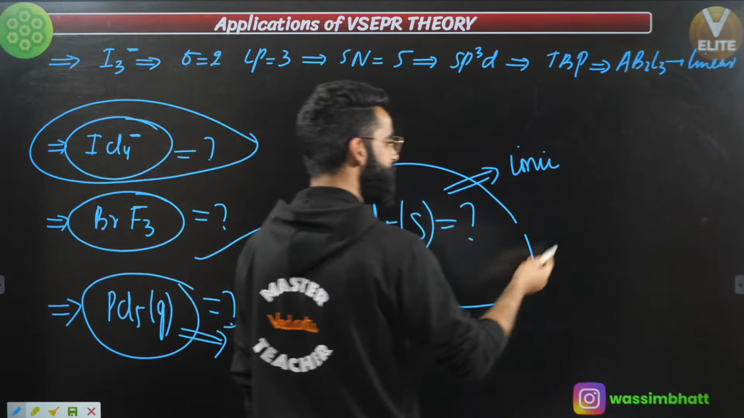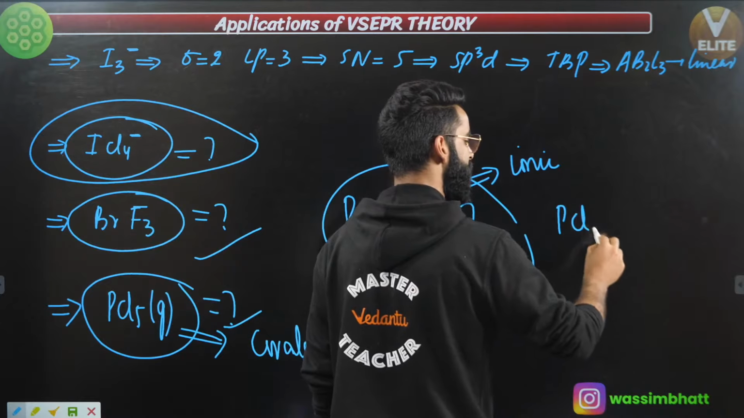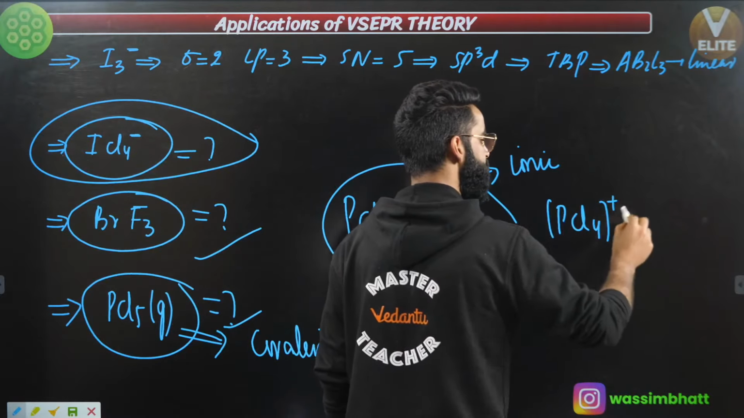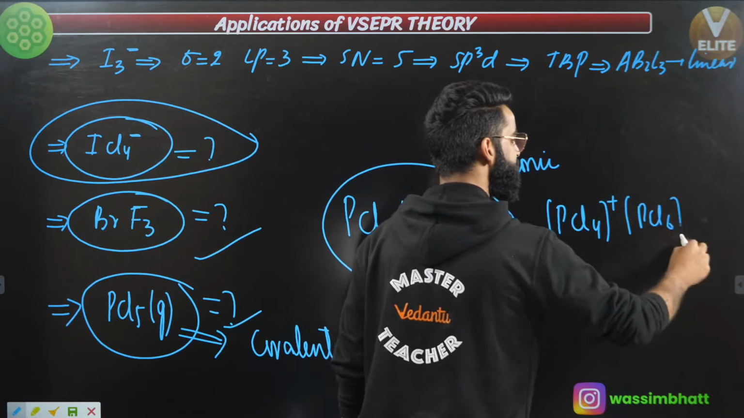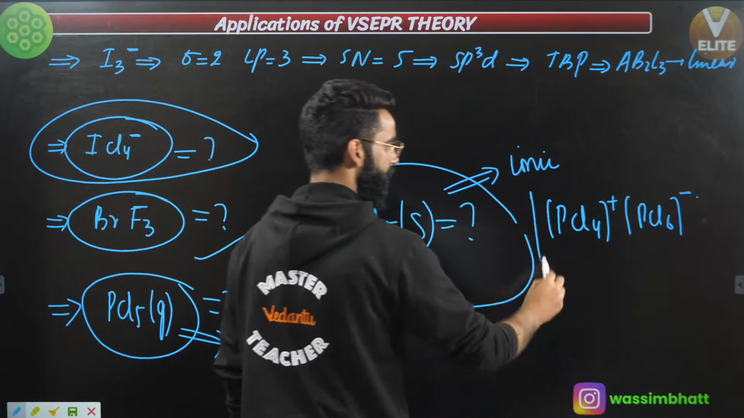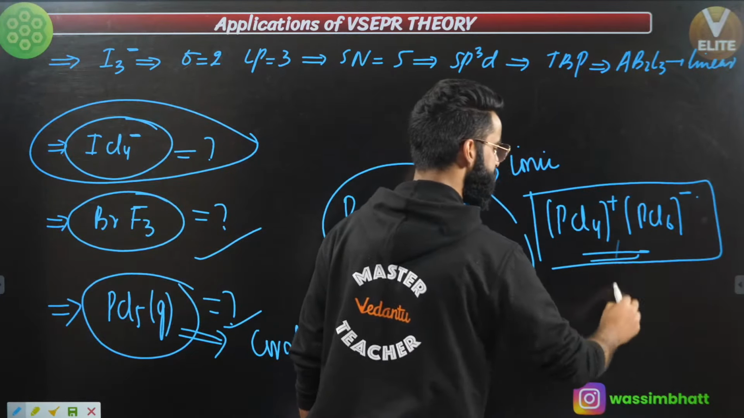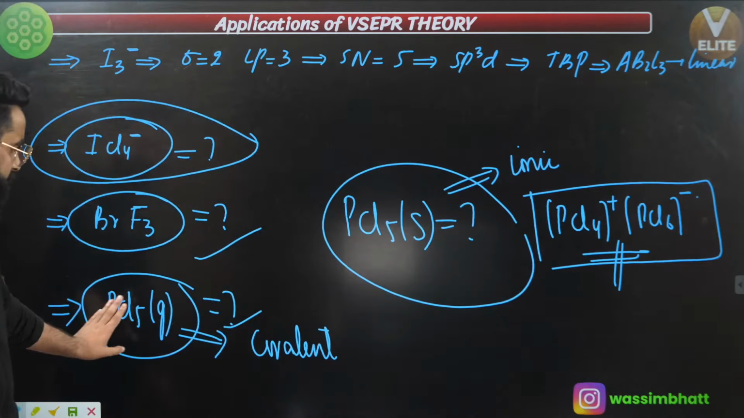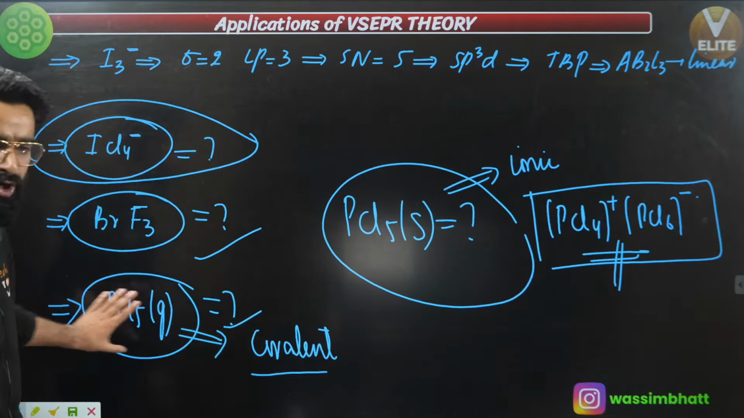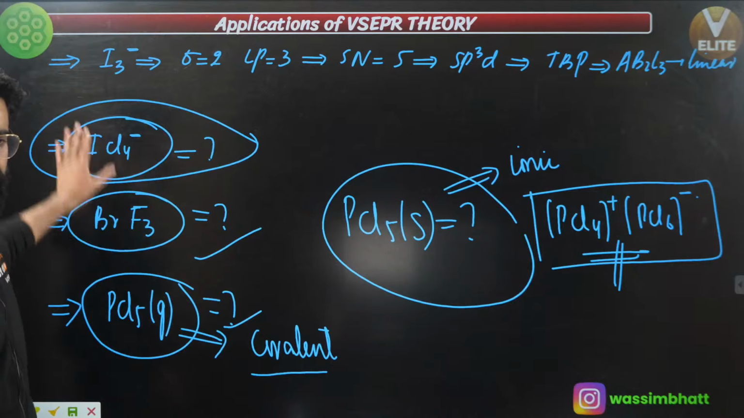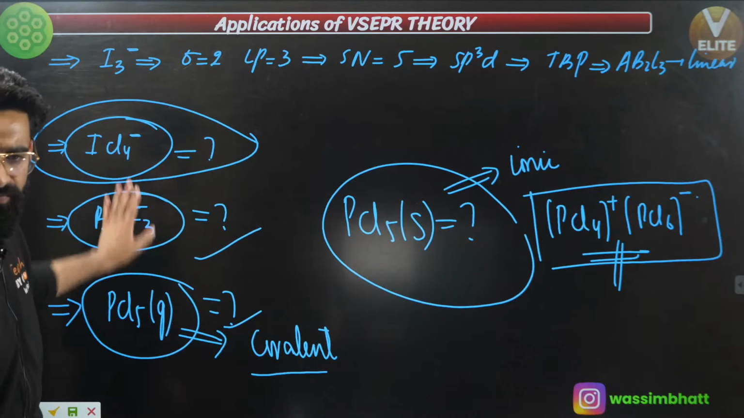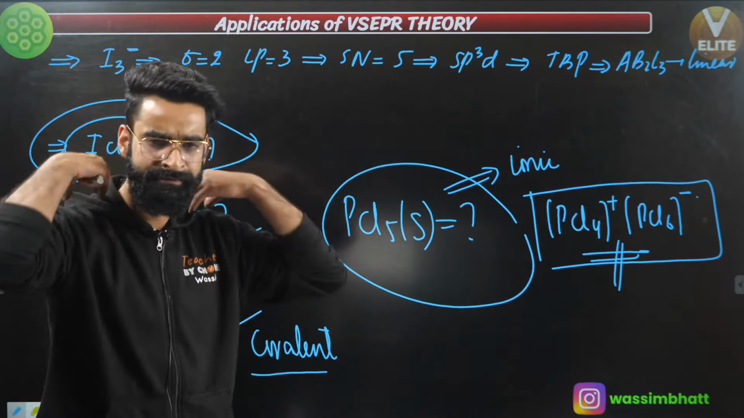And PCl5 in solid state, how does it exist? It exists in the form of PCl4 positive and PCl6 negative. PCl5 in solid state exists in this form, whereas PCl5 in gaseous or vapor state is covalent, it exists in the normal form. Okay, you can let me know about everything over here. Yes?